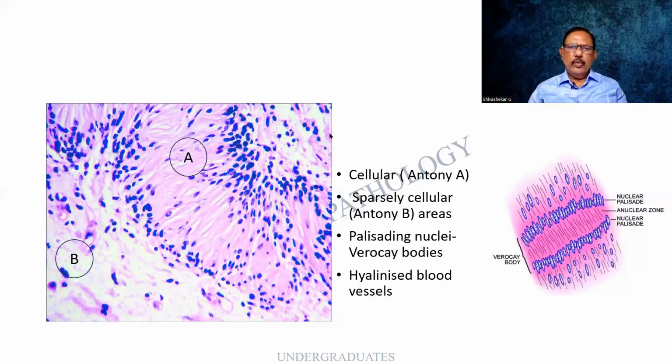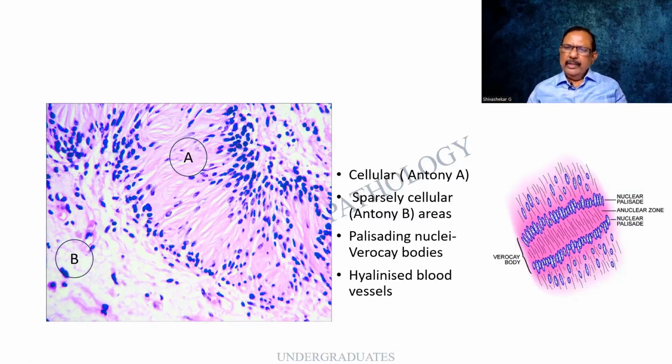So this is a schwannoma. Schwannoma, this is what is called a Verocay body. Please remember, there are multiple, all these lines are all tumor cells, they are all elongated. And the blue ones are all the nuclei. They are arranged parallel to each other. This particular arrangement is called nuclear palisading. This is a characteristic feature of a schwannoma.